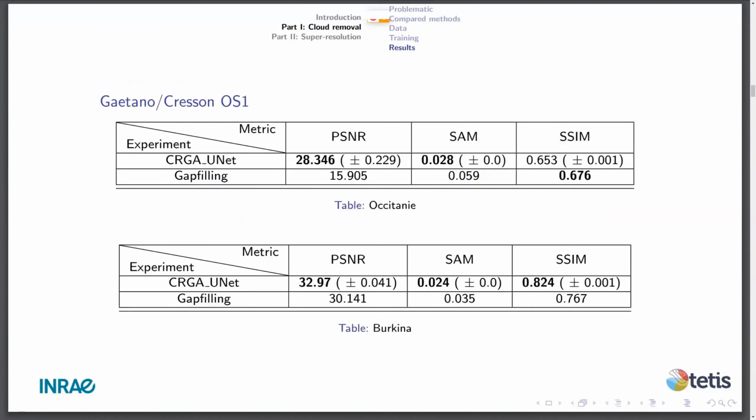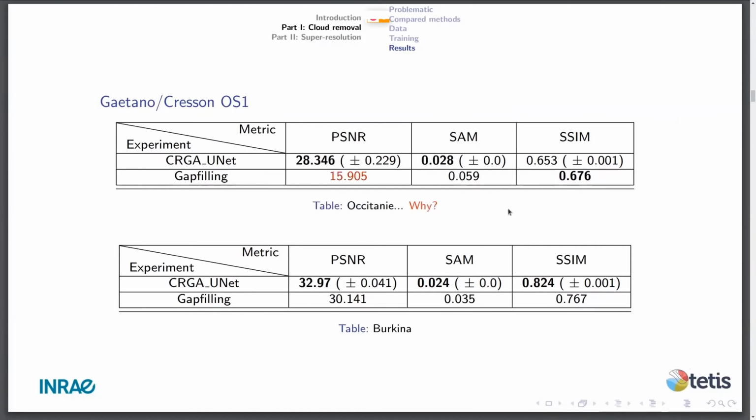So once we have trained our network, we compute all metrics on the validation dataset. Here you can see the results of the first operational scenario, and we compare with the gap filling. As you can see, the results are better for the deep learning based approach, except for the structural similarity on the Occitanie dataset, which is slightly higher for the gap filling. And we wanted to explain why we have such a low PSNR with the gap filling compared to the deep learning based approach.